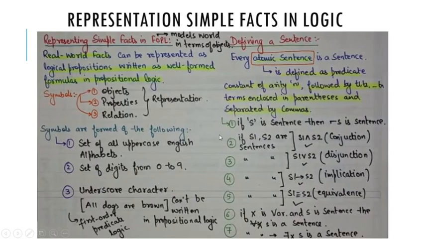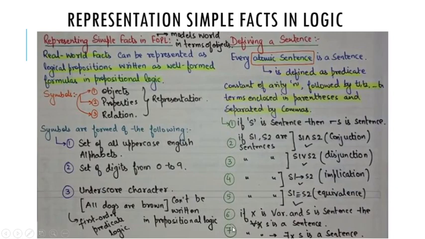Third, disjunction: if S1 and S2 are sentences, we can also write S1 or S2, and that is a sentence. So this one is also possible. Fourth, implies: if S1 and S2 are sentences, then S1 implies S2. This is the sign of implication, so we can also write it in an implication way. Fifth, equivalence: if S1 and S2 are sentences, we can write S1 is equivalent to S2 with the equivalence sign.